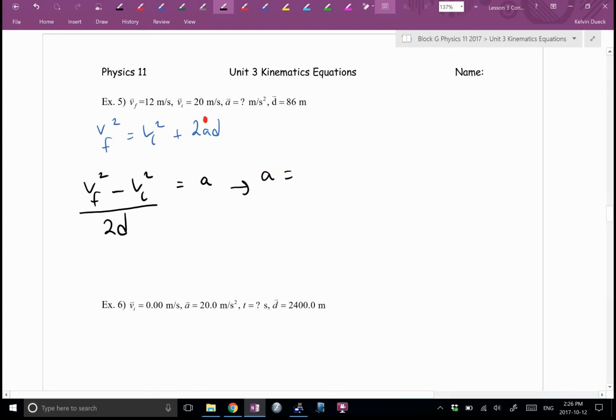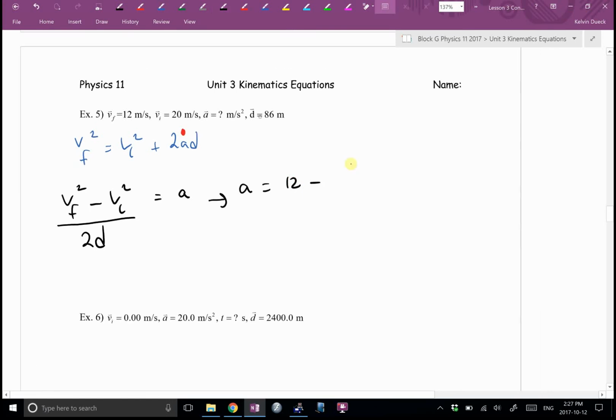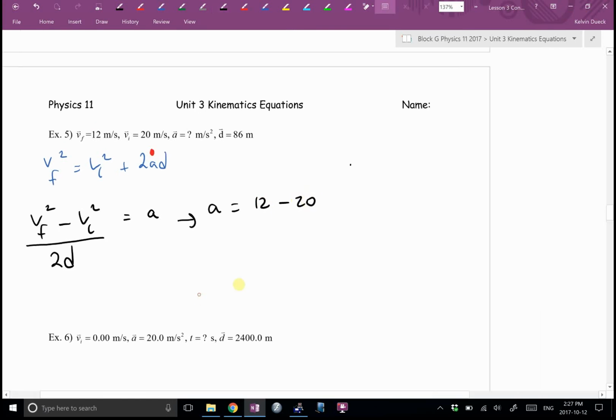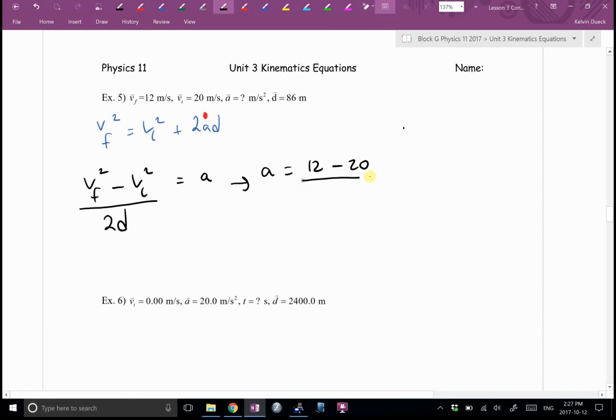Let's carefully plug in numbers. V final, 12 minus V initial, 20, divided by 2 times 86. By the way, Evan, what was my final speed here? 12. What's my initial speed? 20. By the way, I forgot the squareds. You're right. That's terrible of me. But let me get back to my... Thank you. I owe you candy.